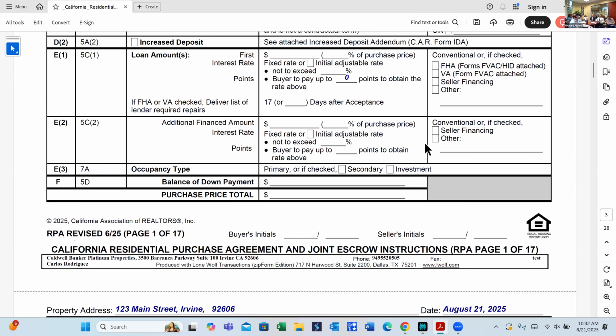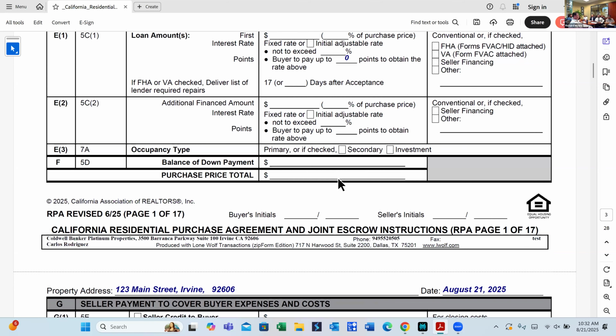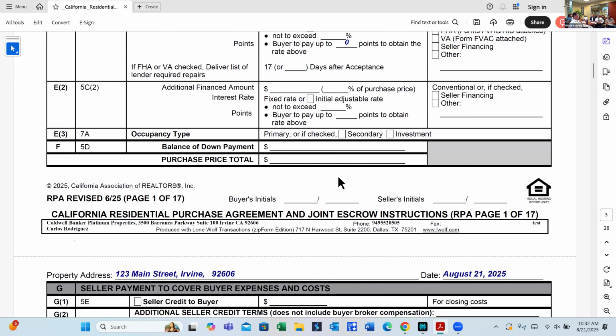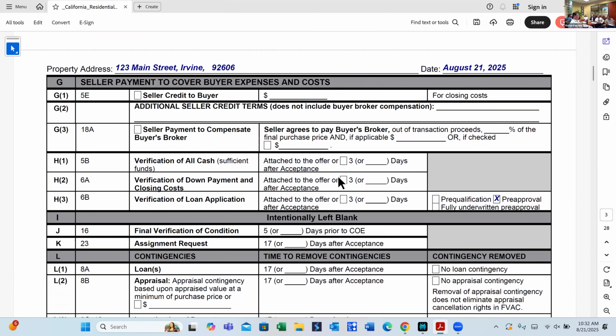And then the system is going to calculate section F, a balance of down payment. So if our purchase price is $1 million, we're putting $200,000 down, it's going to calculate an amount of $800,000. The purchase price total is still going to come out $200,000. Any questions about that? Okay.